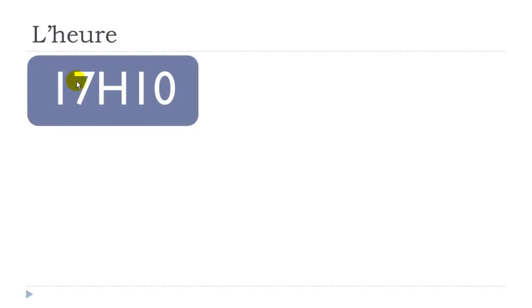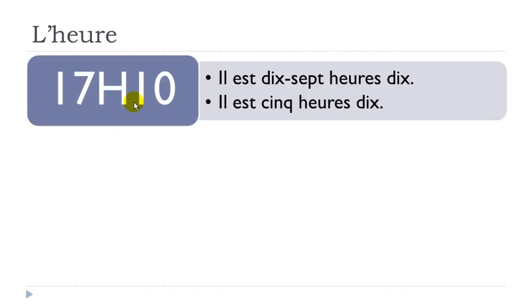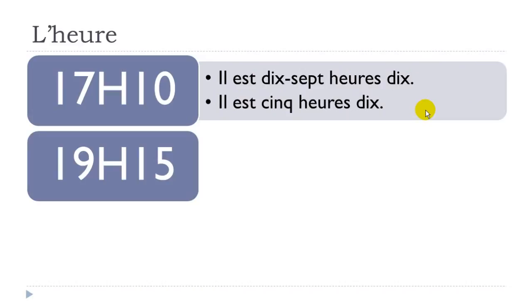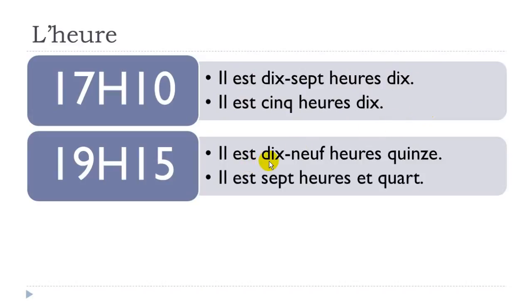So now, if we want to introduce the minutes, les minutes, first option would be il est 17h10. Okay, keep in mind that in French we don't write minute here. Okay, just write 10. 17h10. Okay, or then il est 5h10. Il est 19h15. Okay, 15. Or then we've got the other option.